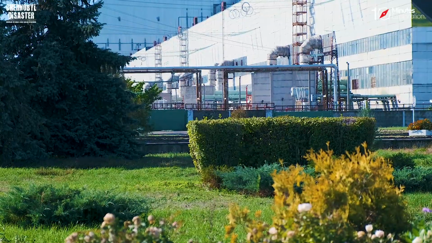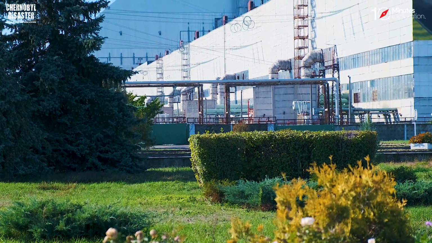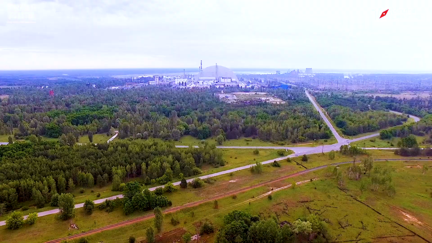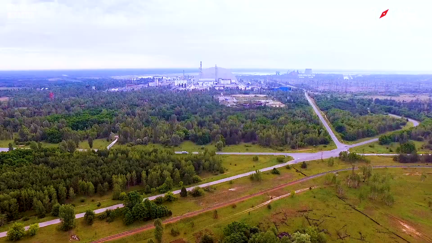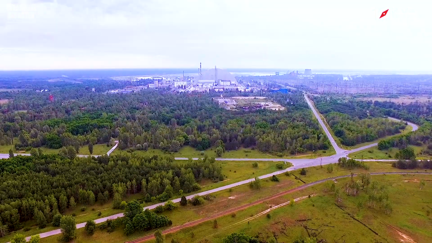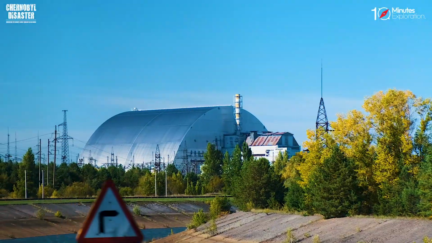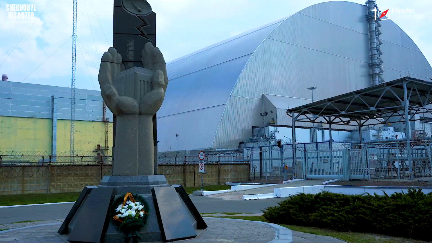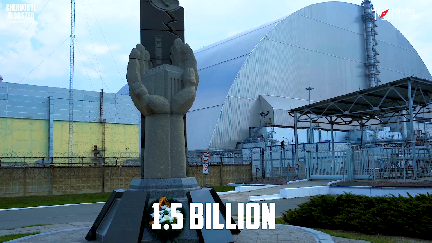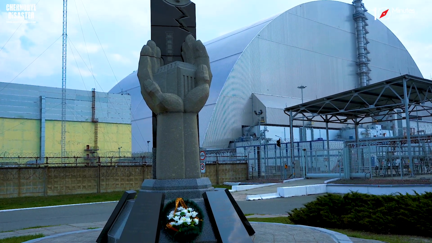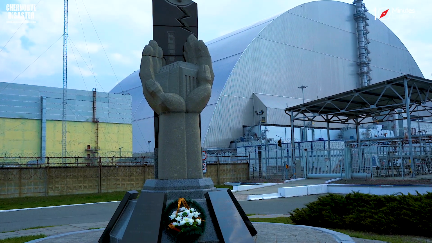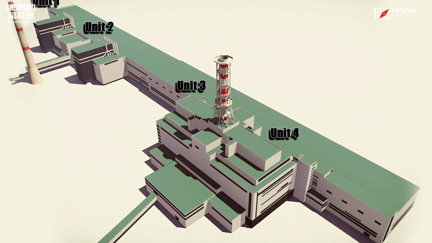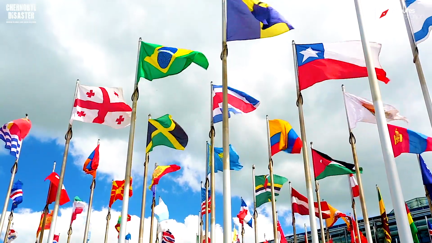The sarcophagus was meant to last for 30 years, but it started to deteriorate and leak radiation soon after. In 2016, a new structure called the New Safe Confinement, NSC, was completed and slid over the sarcophagus to seal it off for another 100 years. The NSC cost about 1.5 billion euros and was funded by an international consortium of donors. The other 3 reactors at Chernobyl continued to operate until 2000, when they were finally shut down under pressure from the international community.